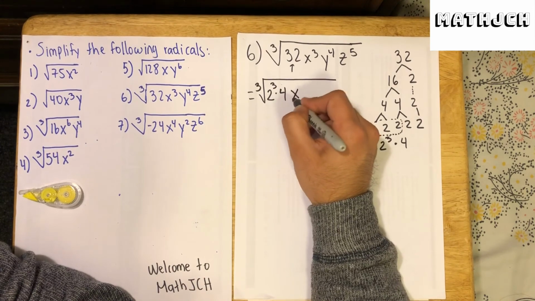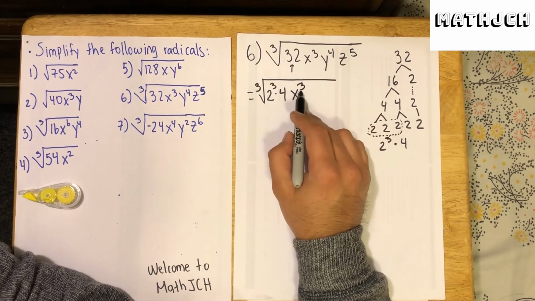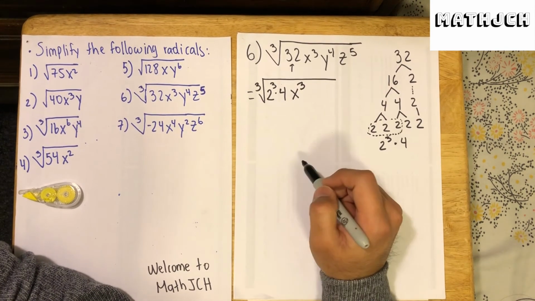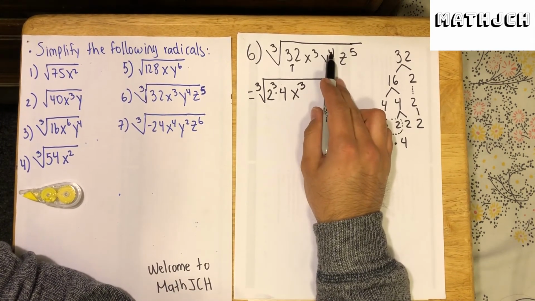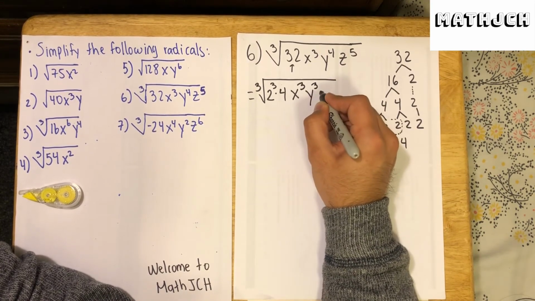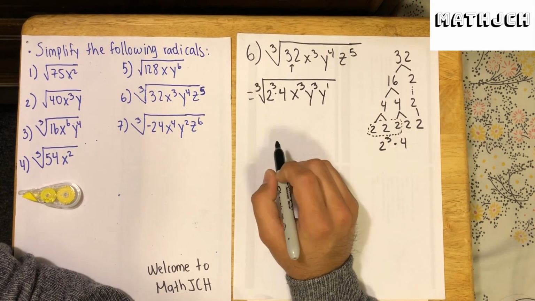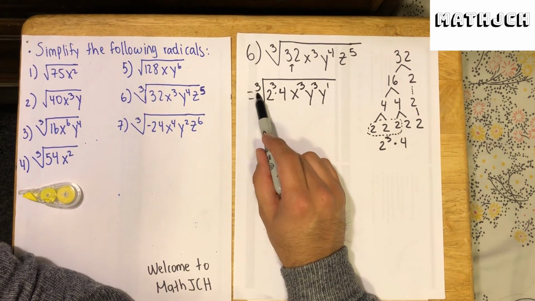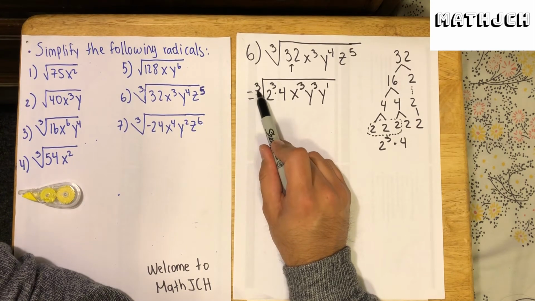Next, let's rewrite x to the power of 3, because this 3 is already the same as the index 3, so we don't need to change anything. Now y power 4, I could break it down as y3 and y1. y3, because I need something with power 3, because my index is 3 as well.